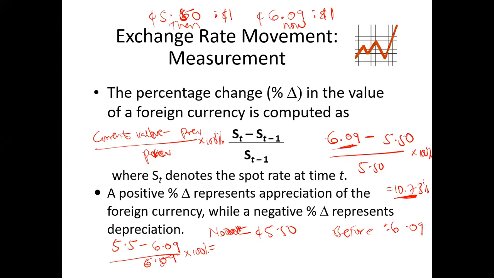So if you do this correctly, you are going to get negative 9.7%.